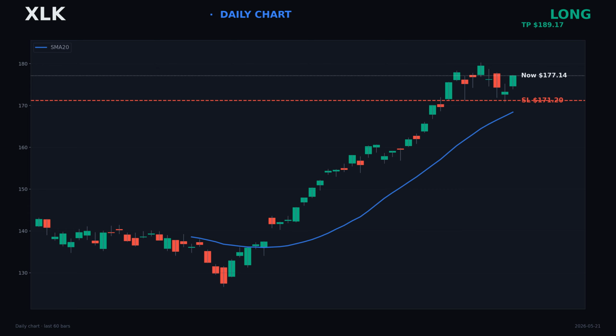You can see the dotted lines on the chart. Green is our TP at 189.17. Red is our SL at 171.20. Those are the two numbers that matter most in this whole video.